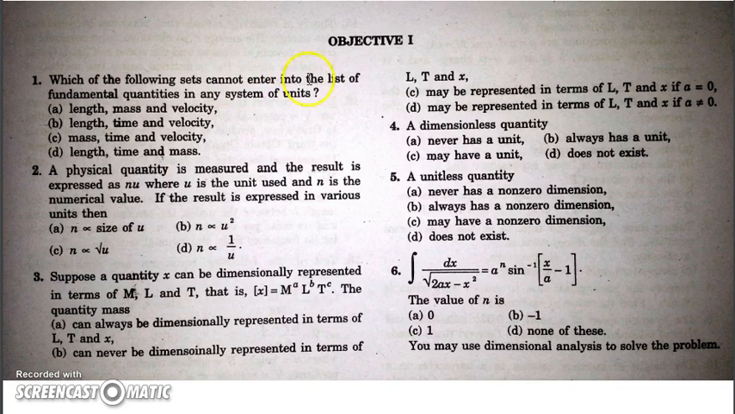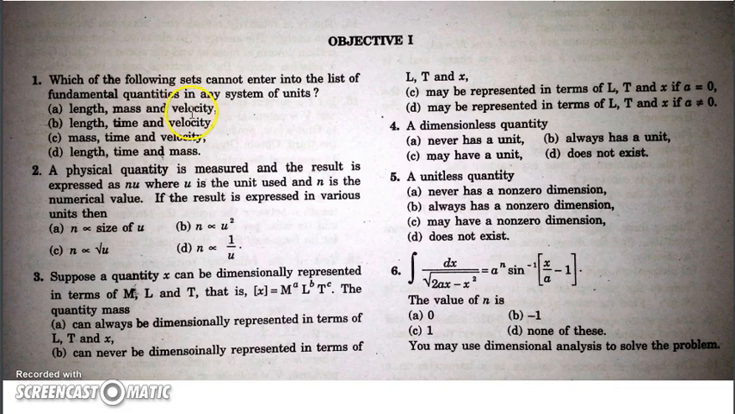Which of the following set cannot enter into the list of fundamental physical quantities in the system of units? Basically, fundamental physical quantities have a property that they should not be derived from other fundamental physical quantities. One cannot be expressed in terms of other fundamental physical quantities.